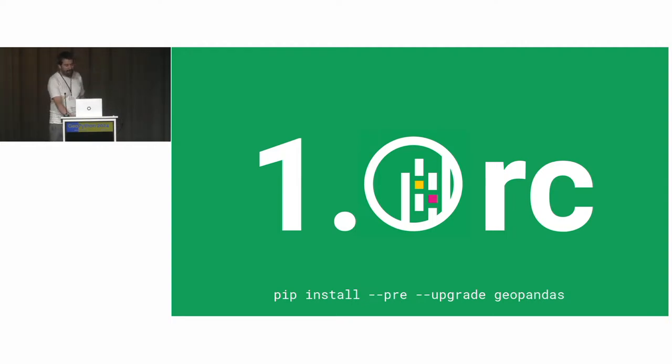And you will be able to install it from both PyPI and conda-forge. Right now, if you install the pre-release of GeoPandas, you will get the 1.0 alpha release, which doesn't include all the new things, but it includes all the deprecations and changes, so you can already test your code against it to ensure that it won't break once the full 1.0 is released.